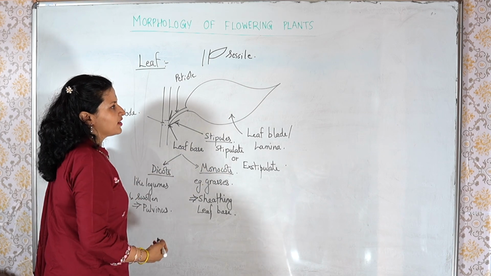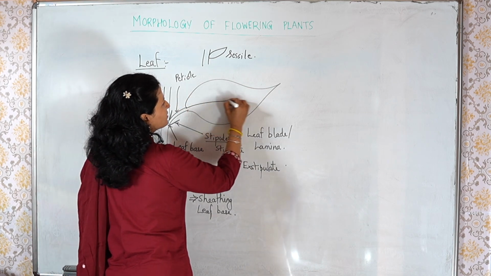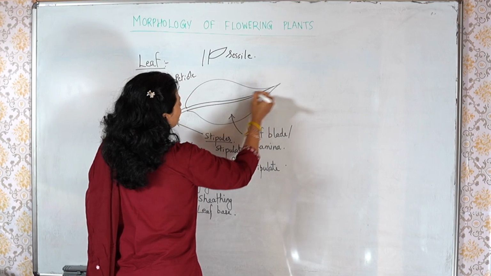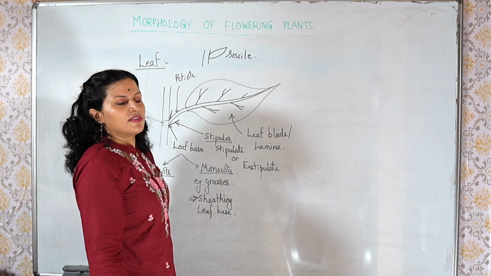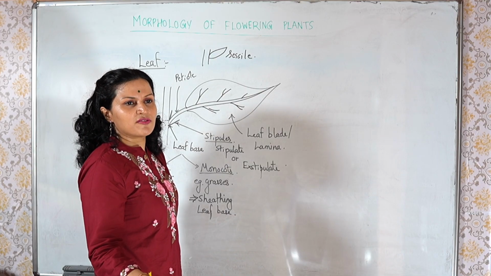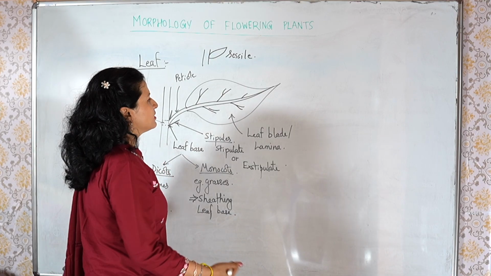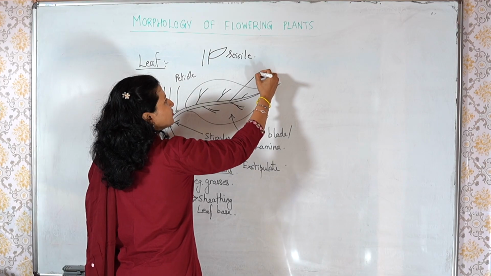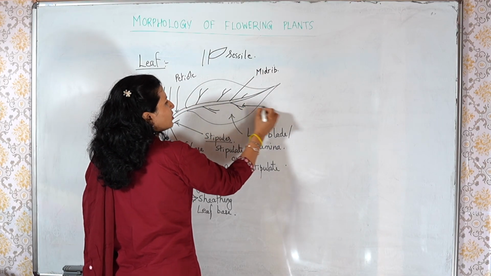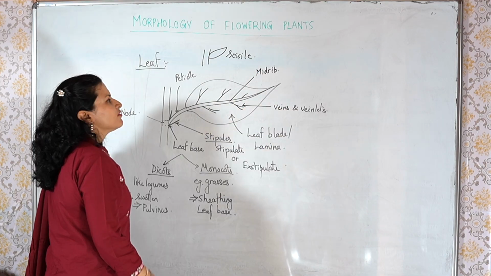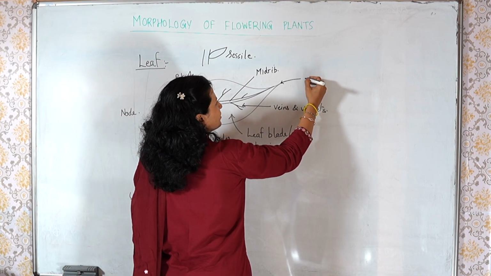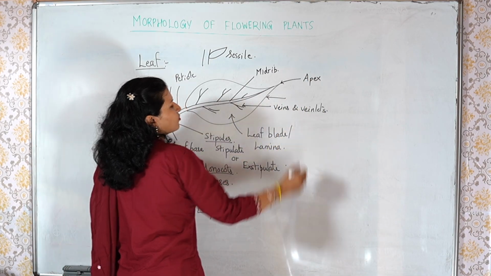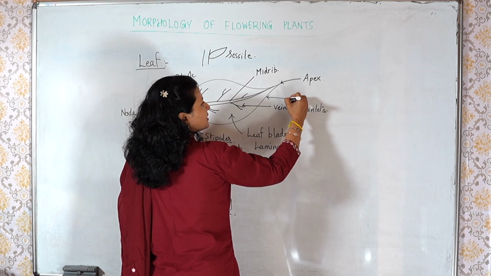Next is the leaf blade or lamina. The lamina has a prominent main vein and smaller veins and veinlets. The veins and veinlets have vascular tissues, that is xylem and phloem, inside them. The main vein is known as the midrib, and these are the smaller veins and veinlets. They form a network on the leaf lamina. The tip of the leaf blade is known as the apex. This outer boundary of the leaf is called the leaf margin.